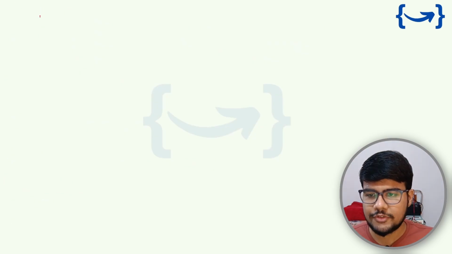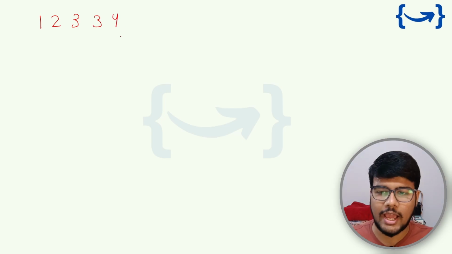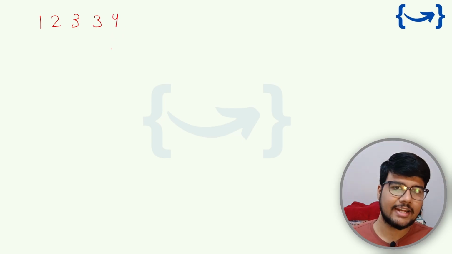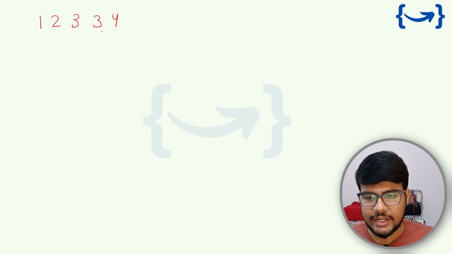Okay, so let's say we got 1 2 3 3 4 as an input array. Now what I need to do exactly? I need to find the second largest element of it. So how can I find it? It's very easy, guys.